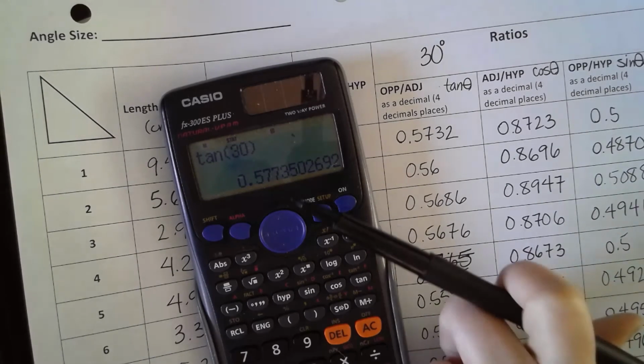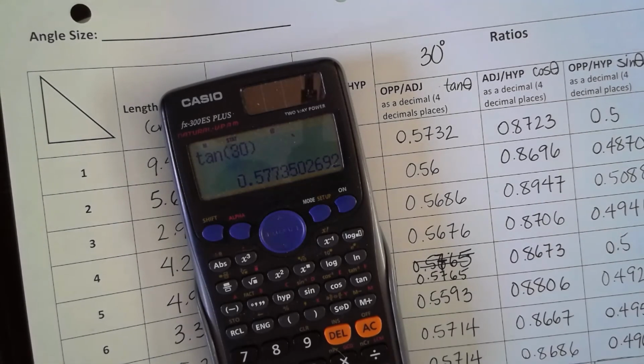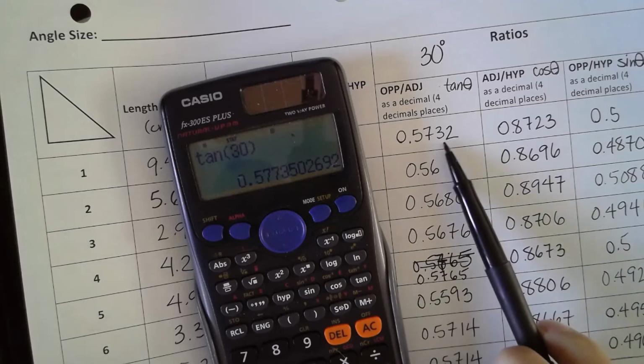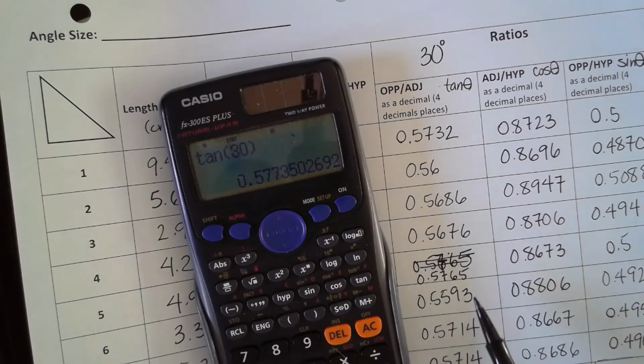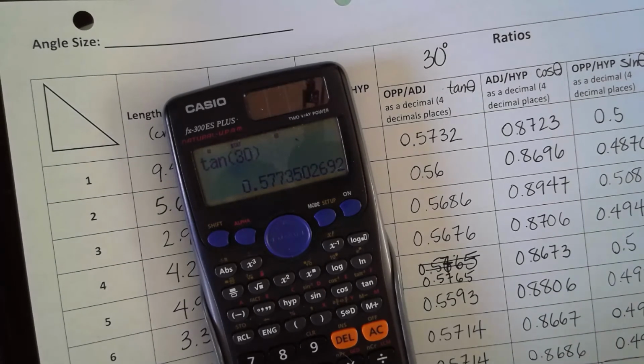And oh my goodness, look at that. It's 0.5773, which is really close to the values that I got. So my measurement isn't very exact, but we got really close. We got down to the hundredths place correct. That's fantastic. All right, so let's take a look at cos of 30 degrees.